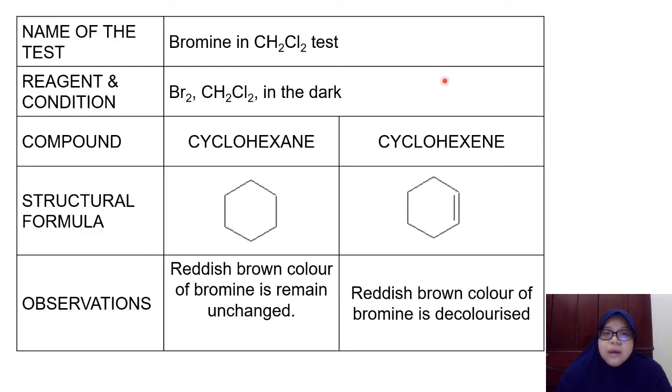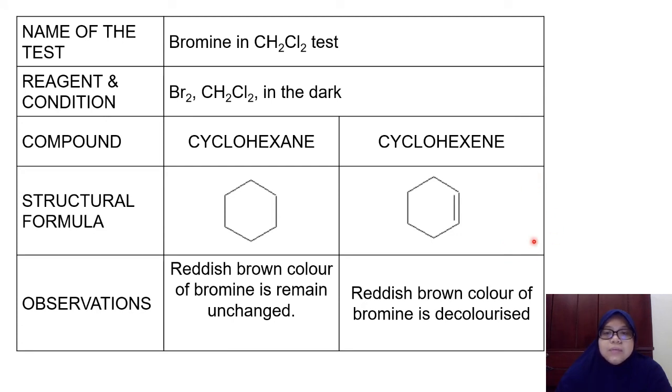How about when we use the bromine in dichloromethane test? So the observation would be different. In this test, the reagent is bromine in dichloromethane, and the condition is in the dark. So the compounds that will be used here are cyclohexane and cyclohexene. We see from the structural formula that cyclohexane doesn't have any carbon-carbon double bond, while cyclohexene has a carbon-carbon double bond.